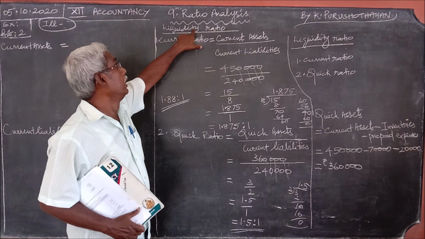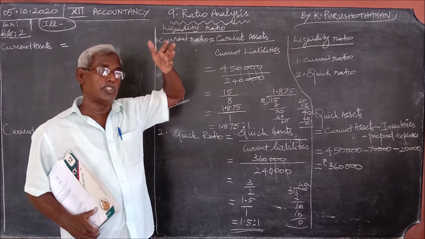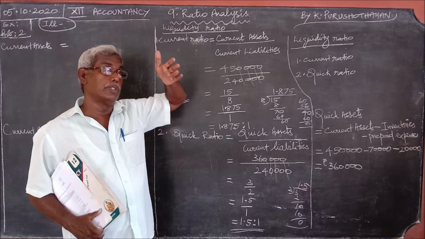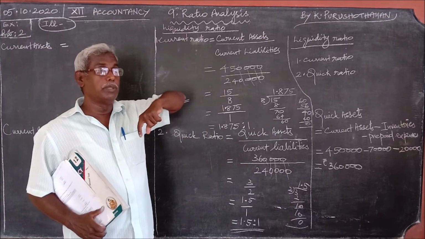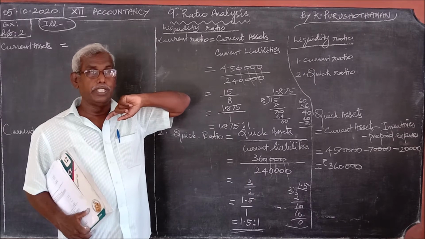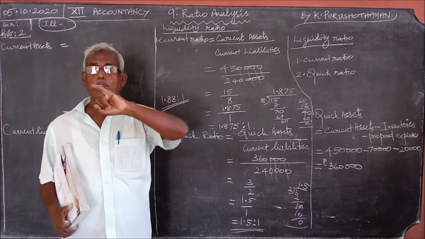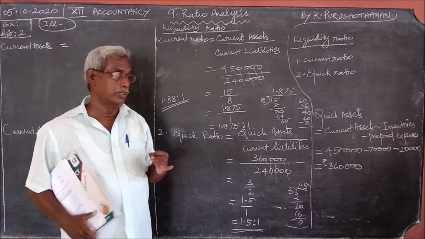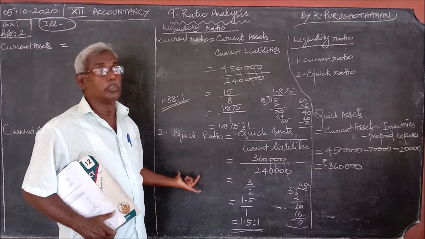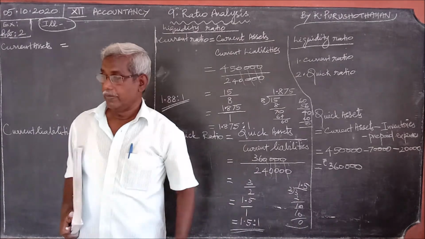What it is? Liquidity ratio. So the question may be calculate liquidity ratios. In that case, you should remember what are the two types of liquidity ratios. One current ratio, other one is quick ratio. Okay, you should find both. Okay, we will continue.